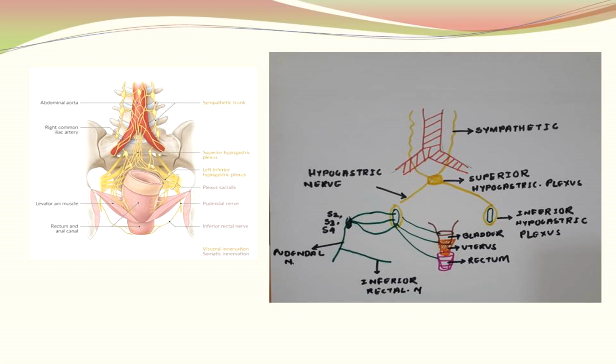These nerves are called nervi erigentes. There are multiple nomenclatures given, but don't get confused. These are the nervi erigentes, what we call, and that is only a parasympathetic supply.